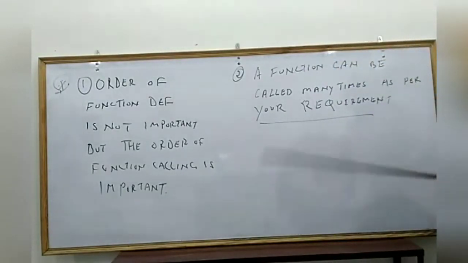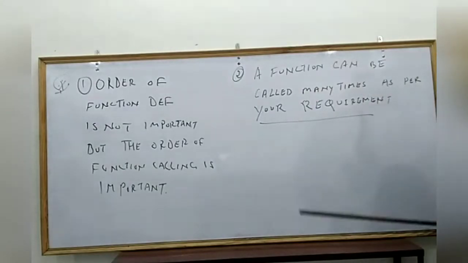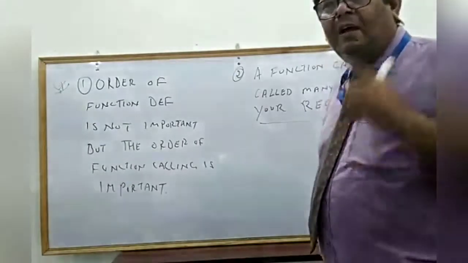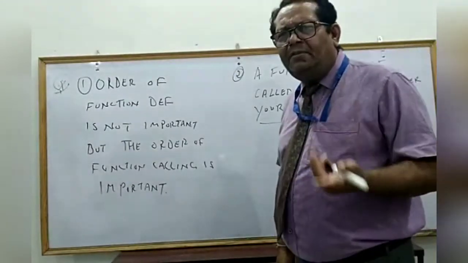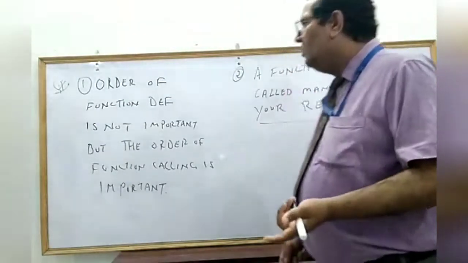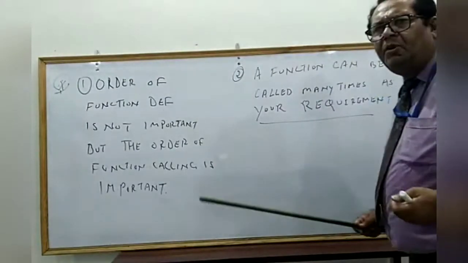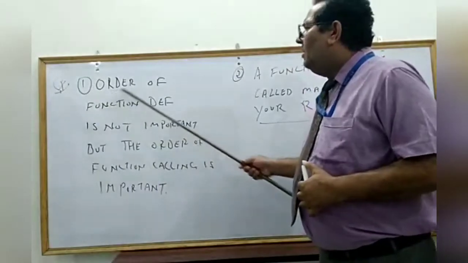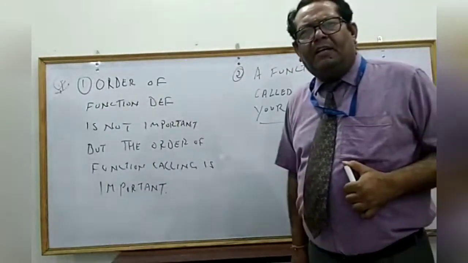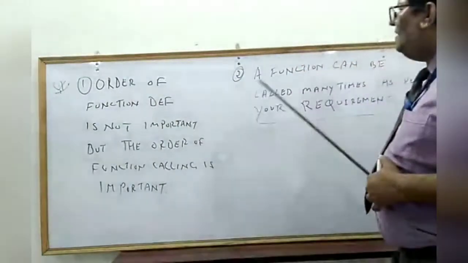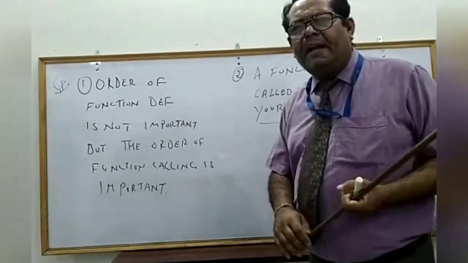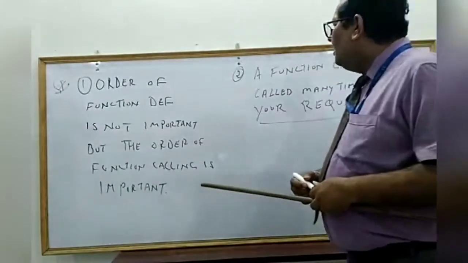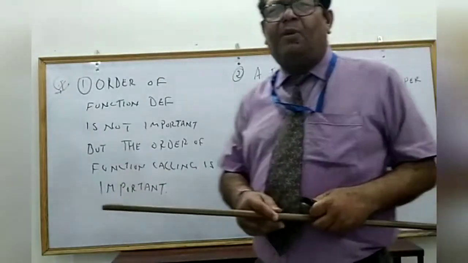Now look at the second point. A function can be called many times as per your requirement, but the function should be defined only once. We define a function only once, but if we want it to be executed 10 times, we may call it 10 times. These two points are very important as far as function definition and calling are concerned: the order of definition is not important in case of multiple function definitions, and a function can be called many times depending upon your need.